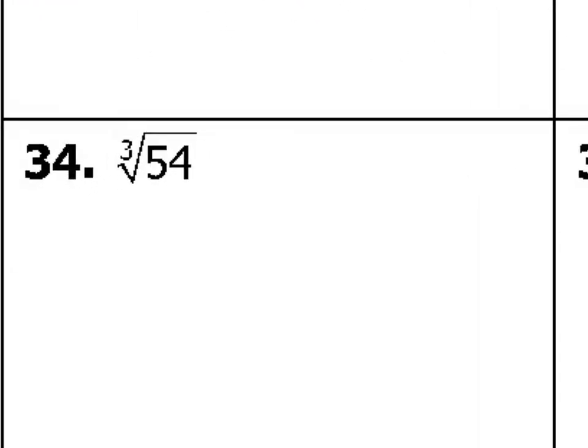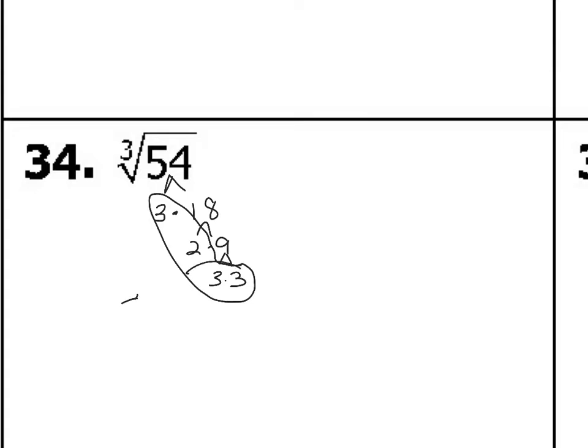54. All right, so let's do 3 times 18, which is 2 times 9, which is 3 times 3. So in my factored boot there, I've got 3 3's. So I got 3 that come out and 2 stayed home. I keep forgetting to put that index of 3, y'all.